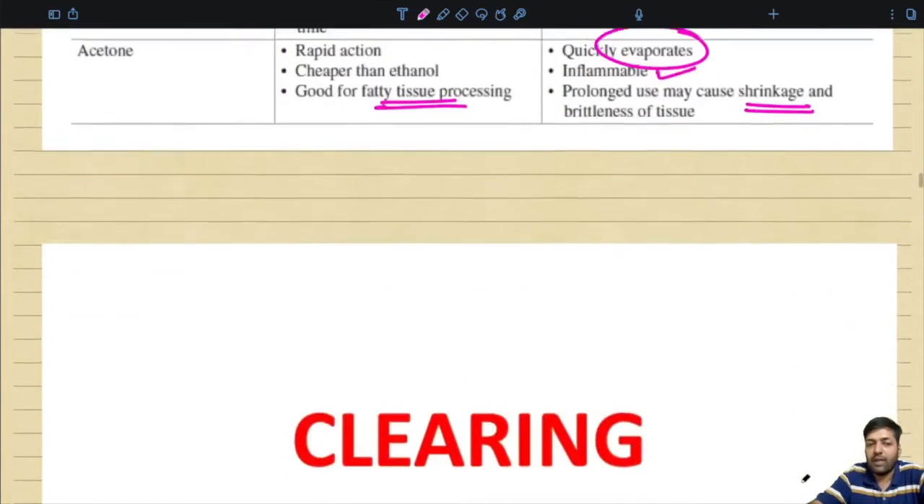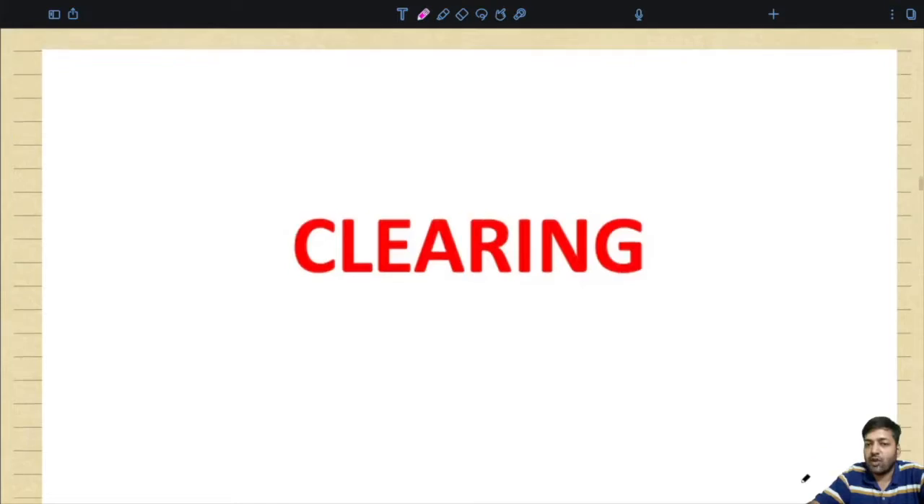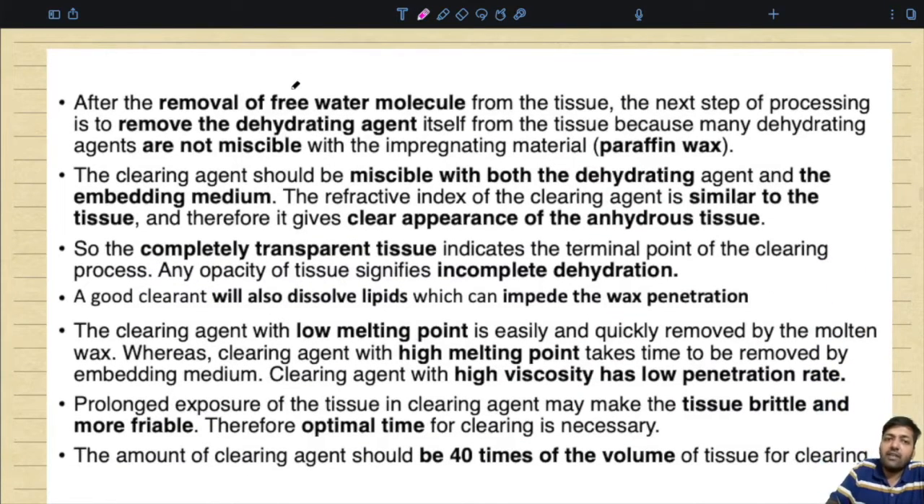Okay. The next important step is called the process of clearing. After the removal of free water molecules from the tissue, the next step of tissue processing is to remove the dehydrating agent itself from the tissue. Why? Because many dehydrating agents are not soluble in the infiltrating, embedding or impregnating material. Most commonly we are using paraffin wax. The clearing agent should be miscible, or should dissolve, in both the dehydrating agent as well as the embedding medium.